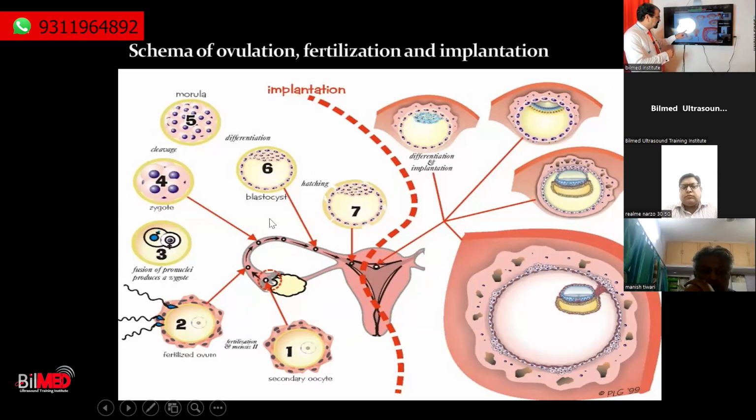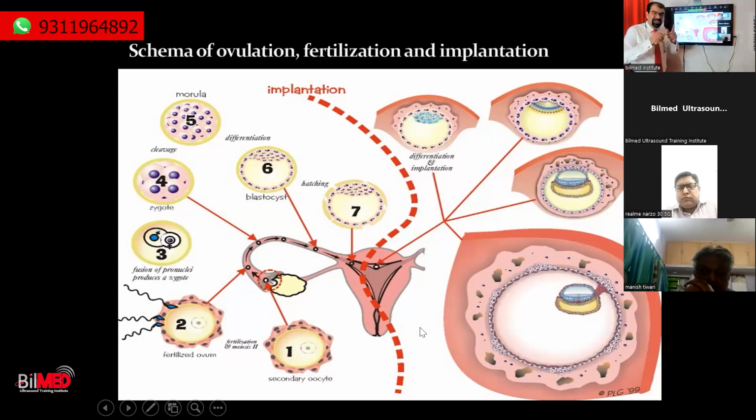So 4 days it is traveling, 14 plus 4, 18. So on the 18th day, it is dropping into the endometrial cavity. 2 days, it is searching for the site. It means that it is about the 22nd day when it is about to implant. But try to understand, what if it will not get implanted? It will get thrown out.